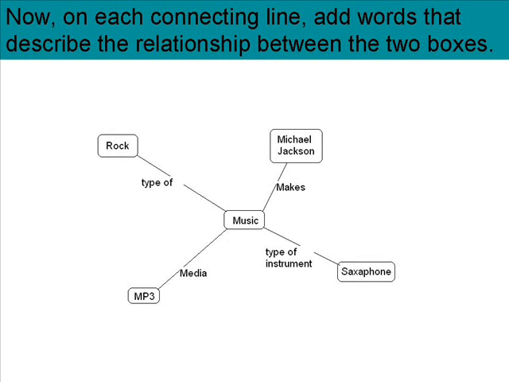Alright, so now you want to open up text box and you want to do separate ones for each of these. And you want to type in how these things connect. For example, rock is a type of music, right? Or a genre of music. MP3s are a type of music media. And you can see I did that with saxophone and Michael Jackson as well.